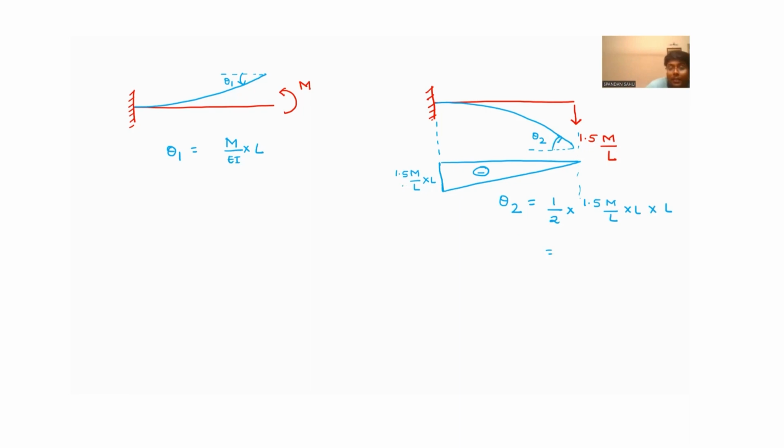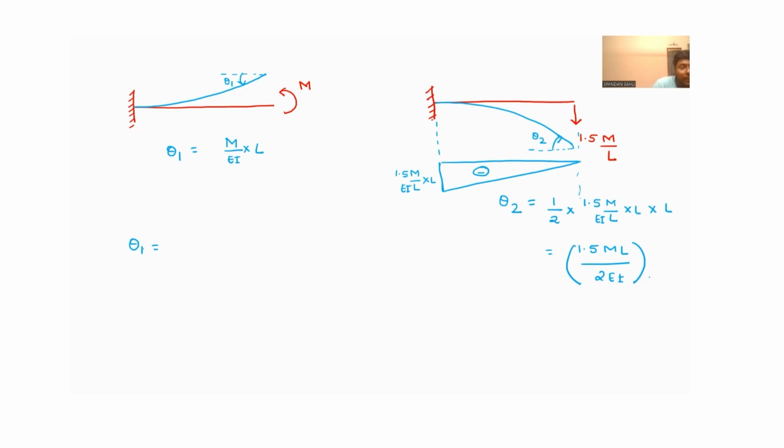This is the M by EI diagram, no? So EI, 1.5 ml upon 2 EI. 1.5 upon 2 is 3 by 4, which is 0.75. So is it correct or wrong? Are you getting this value or not? Yes, sir. If you are getting the same value, then there is no problem.